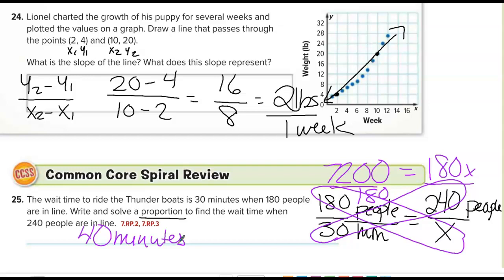Okay? Questions on that? It kind of makes sense because if I have more people, it's going to take more time to get through the line, right? Okay?